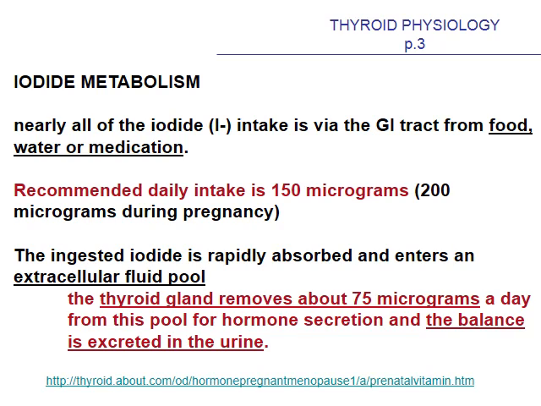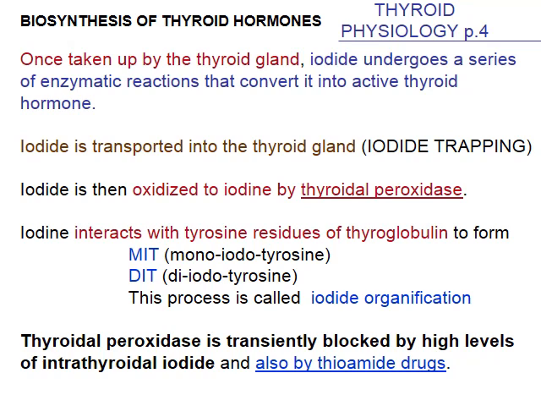Okay, so anyway, getting back to the iodide, the thyroid gland is going to remove about 75 micrograms a day from the blood, which has gotten there through absorption through food or water, and the balance of the iodine is just excreted in the urine. Now, once taken up into the thyroid gland, the iodide goes through a series of steps to convert it into active thyroid hormone.